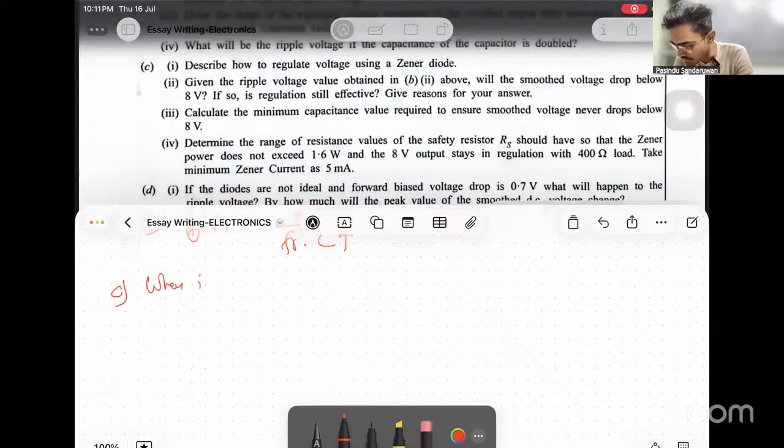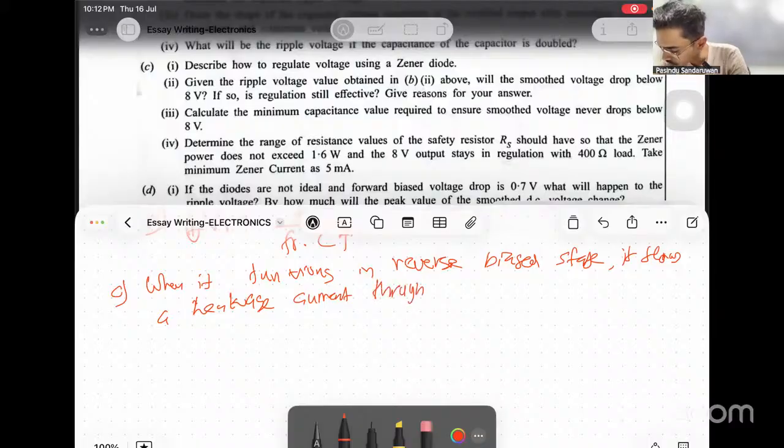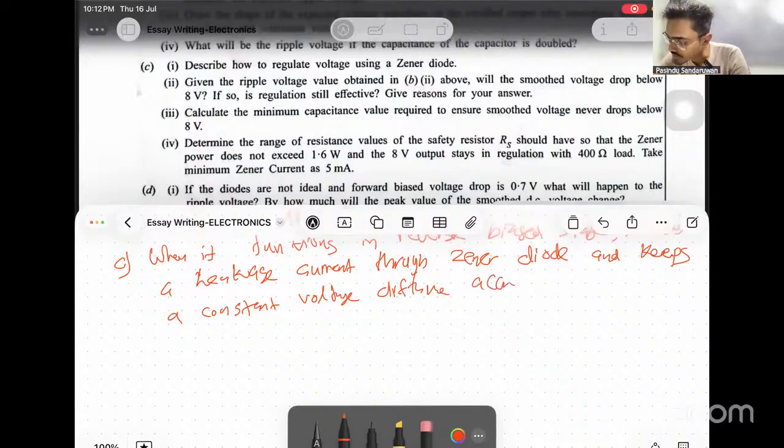When it functions in reverse bias state, it flows a leakage current through the Zener diode and keeps a constant voltage difference across it.